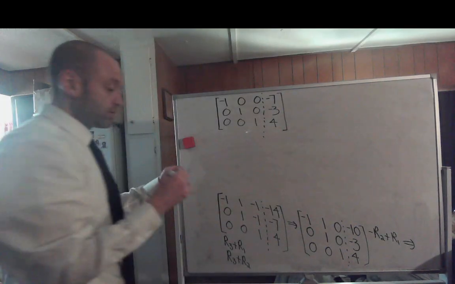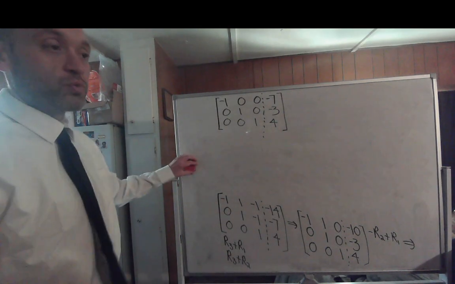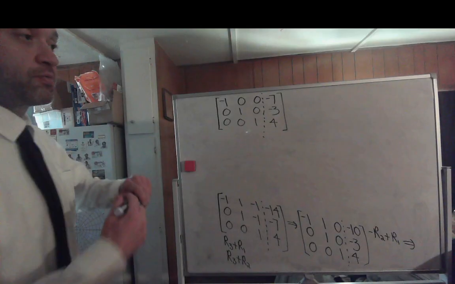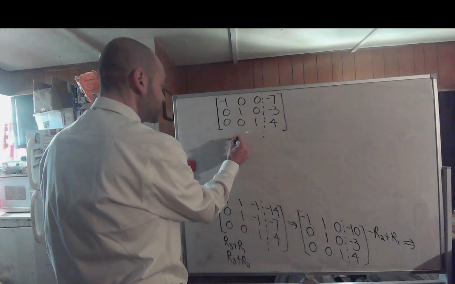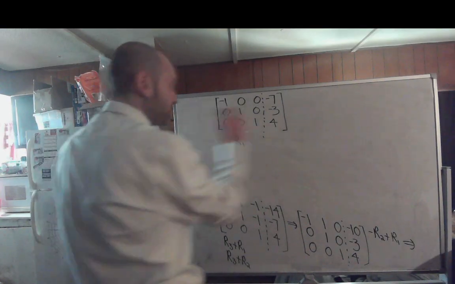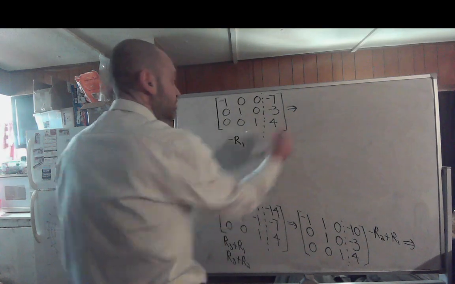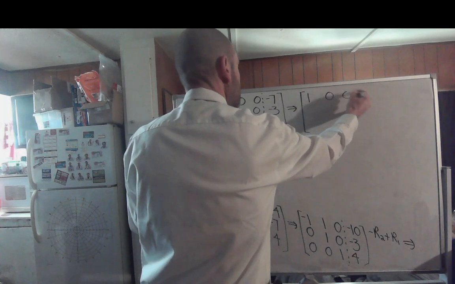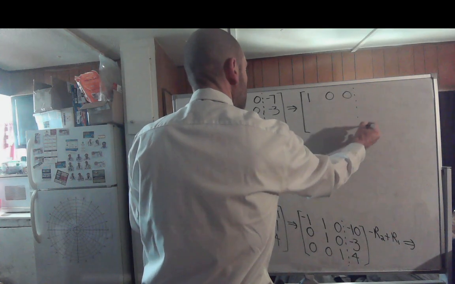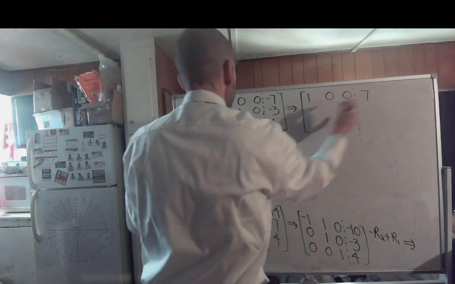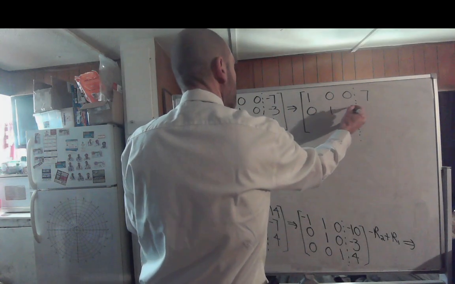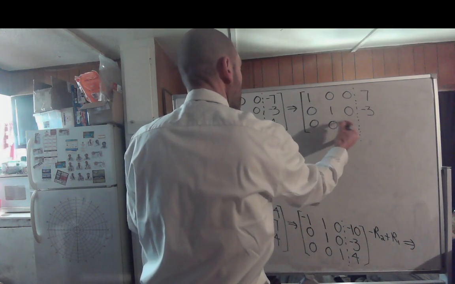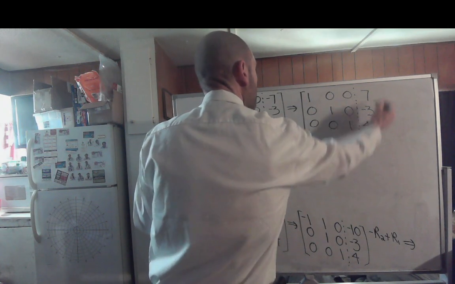We're almost there to reduced row echelon form. There's just one thing stopping us. We need the leading digit in row 1 to be positive 1. Well, that's a dead giveaway. If I just take the negative of row 1 and transform that, I'll have it in reduced row echelon form. So this would turn into 1, 0, 0, 7. 0, 1, 0, negative 3, 0, 0, 1, and 4.